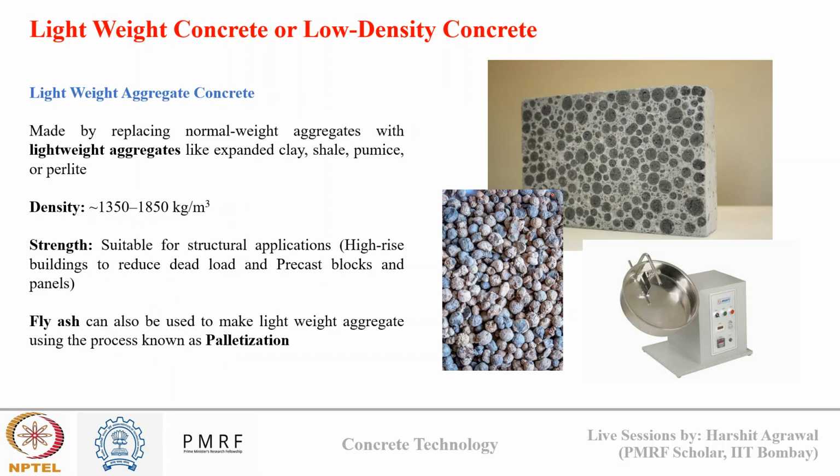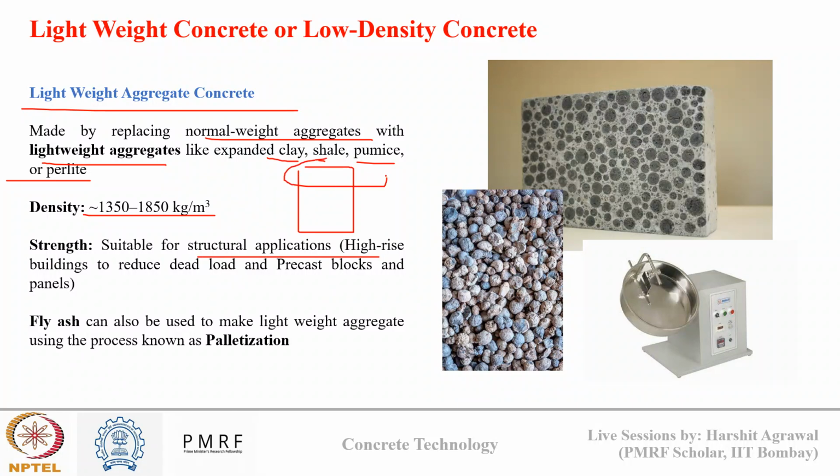Now let's have a quick recap of each type of lightweight concrete. So we have lightweight aggregate concrete, where instead of normal aggregate we use lightweight aggregates like clay, shale, pumice, or perlite. So the aggregate density is lower. As we decrease the density of aggregate, we are decreasing the density of concrete also. Now where is such concrete used? It is used for structural applications like in high rise buildings. When we talk about high rise buildings, at higher floors we generally use lightweight aggregate concrete to reduce the dead load on the lower floors.